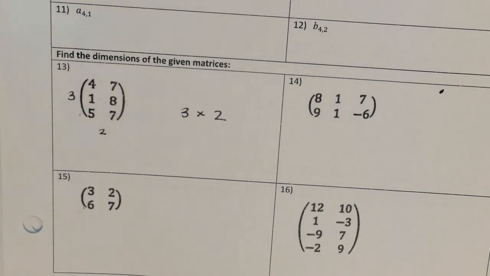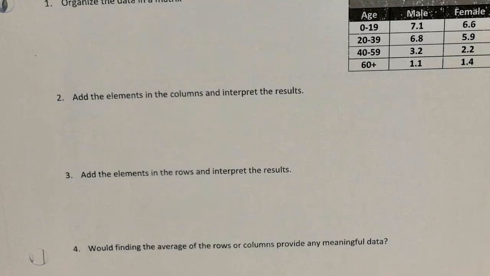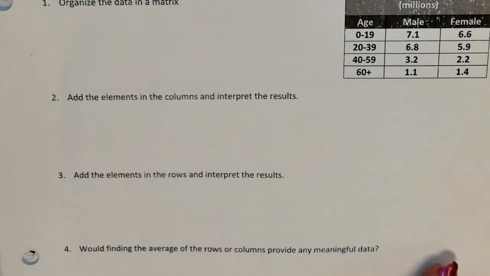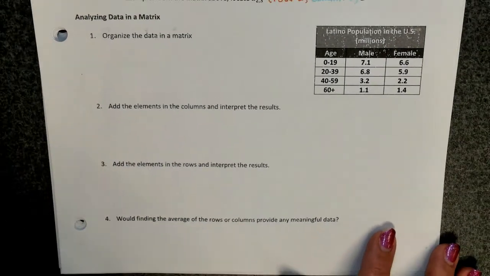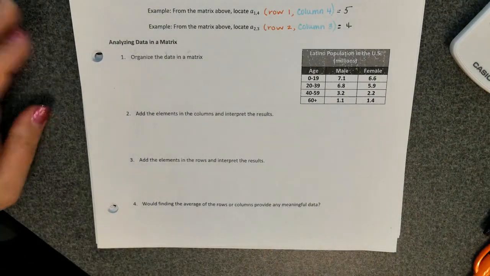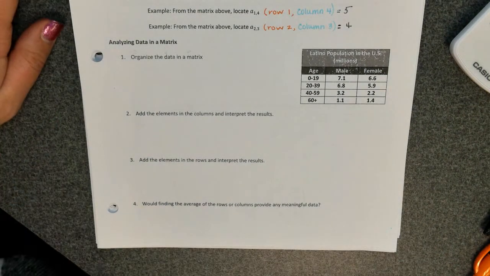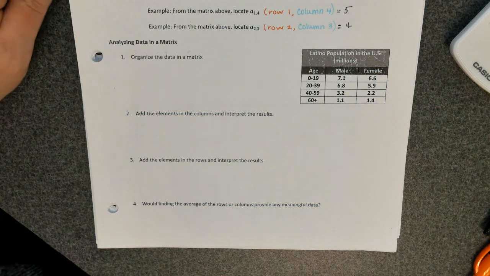Okay. Give me a 1 through 5. I can handle coming up with the dimensions of a matrix. All right, cool. So we are going to keep moving on and talk about how to organize data into matrices, now that we actually know how to find elements and we know how to find dimensions.